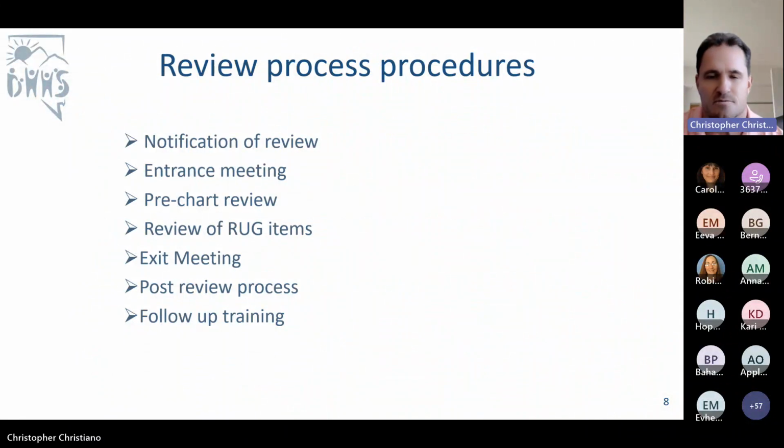So our review process procedures, we see them here. The notification of the review is the first process. We have the entrance meeting, the pre-chart review, the actual review of the RUG items, and then we conduct an exit meeting, and then there's a post-review process that happens, as well as after that, some follow-up training typically.